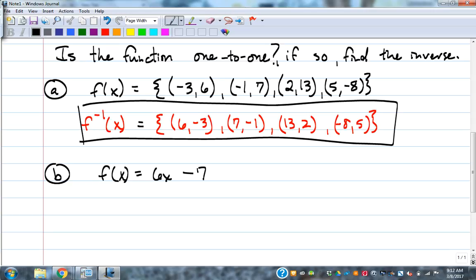Okay, so let's start with a pretty easy equation. F of x is 6x minus 7. We know that's a function because it's a slope-intercept form of a line. So that passes the vertical line test. Would that pass the horizontal line test? Yes, so that means it's what? 1 to 1, that's right. So it's 1 to 1 because it passes the vertical and the horizontal line test.